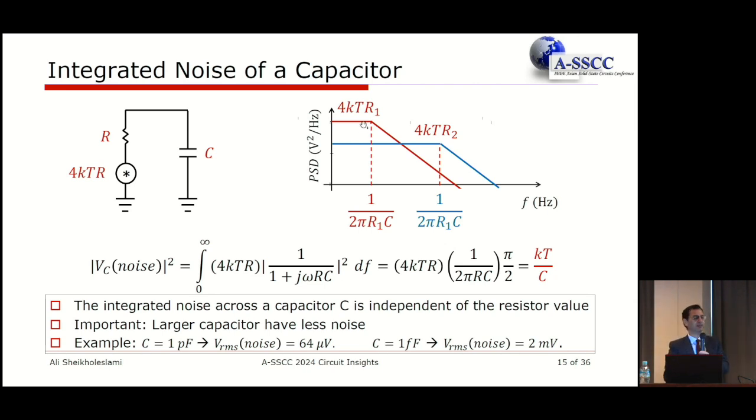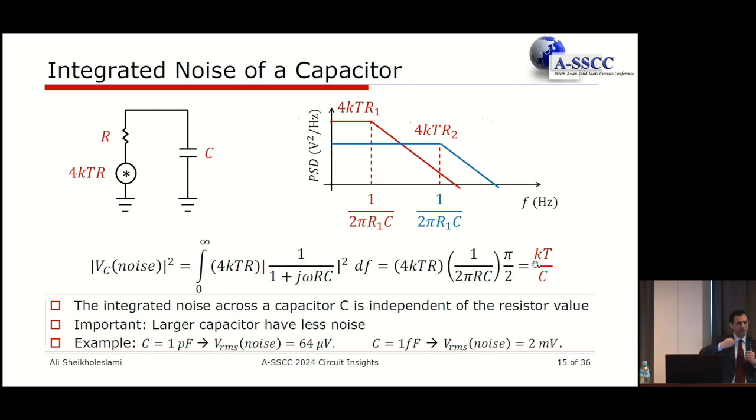You can see I'm using two different resistors, R1 and R2, where R1 is larger than R2. Therefore, the power spectral density of R1 is larger initially. But as you know, there's an RC time constant associated with this RC circuit. If I use a larger resistor that gives me a larger power spectral density, I end up with a lower bandwidth, because bandwidth is proportional to 1 over RC. And therefore, these two seemingly different resistors produce two different noise profiles. But interestingly, the area underneath both curves is the same. That means they produce the same noise power across the capacitor. You can see this easily through math, and it will be kT over C.